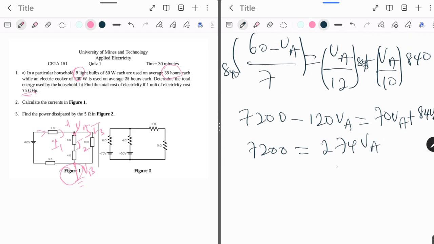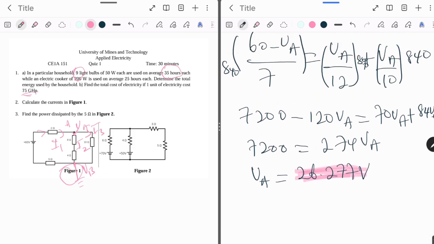Divide both sides by 274, that will give us 26.277 volts. Okay, so we get this answer here as the voltage at node A.